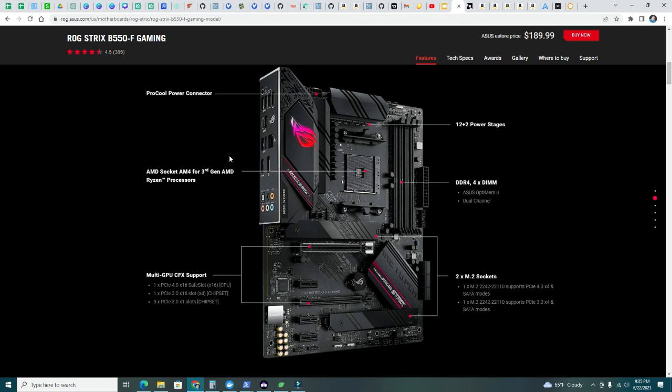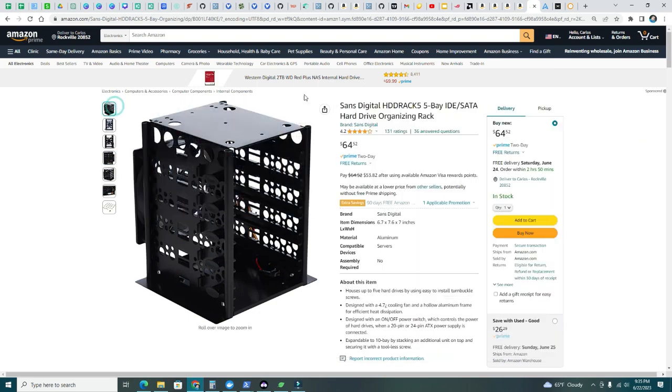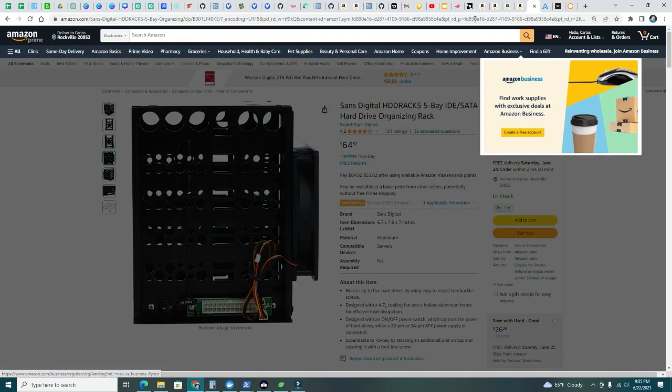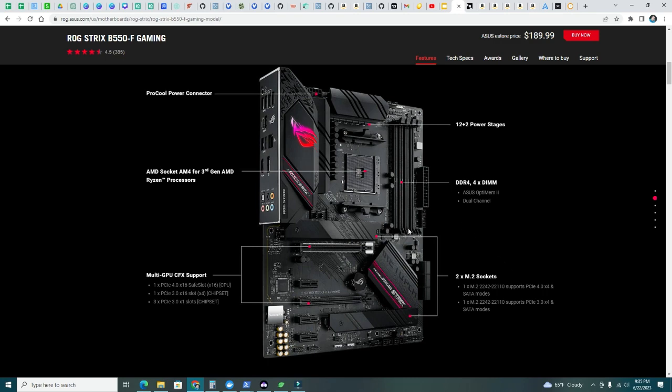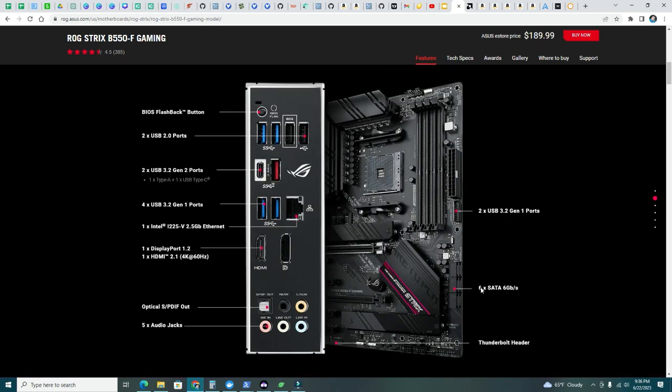Now for storage, that's a problem because I don't have any hard drives attached. I only have an SSD for the OS. So for storage, what I'm thinking is I'm going to get one of these, a Sans Digital HDDRack 5, for 5 SATA hard drives. Let's check on the motherboard. You also need to check for connectivity. Let's go to connectivity here and find out how many SATA connectors I have. I have 6 here, so we're going to be plugging in at least 5 hard drives there. That's the idea, so we're covered in terms of hard drives.